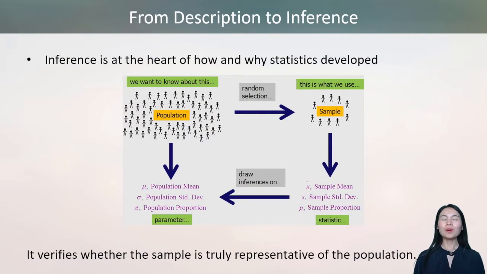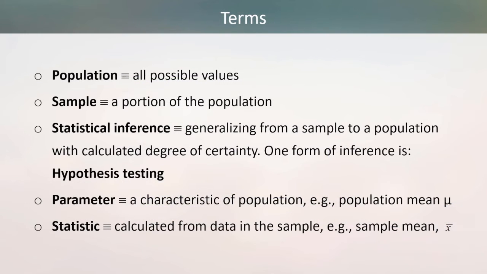So far, we have learned to use descriptive statistics such as mean and standard deviation of samples to summarize the characteristics of the population. Inferential statistics verifies whether the sample is truly representative of the population. Hypothesis testing is a common form of statistical inference.